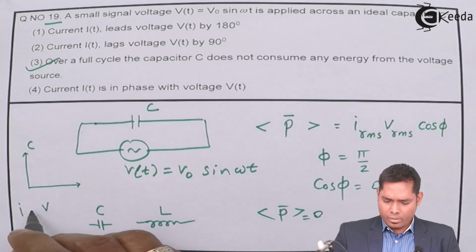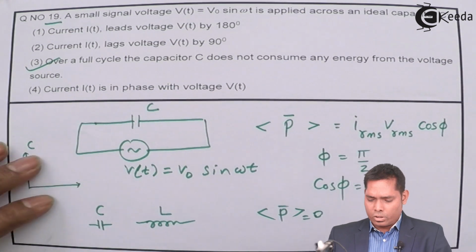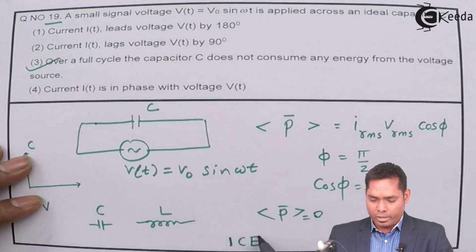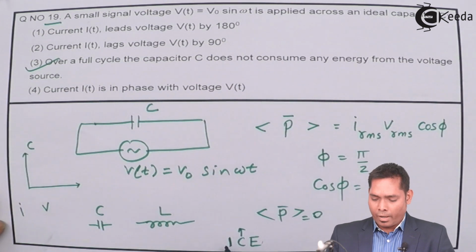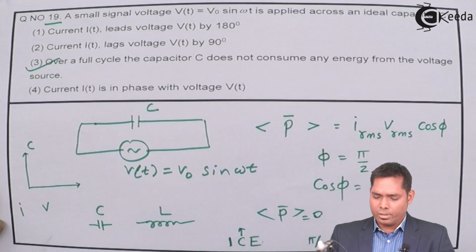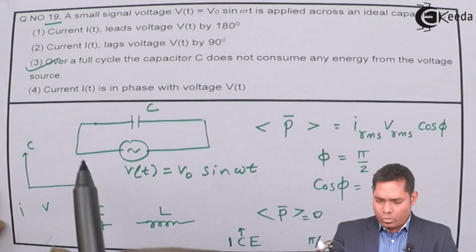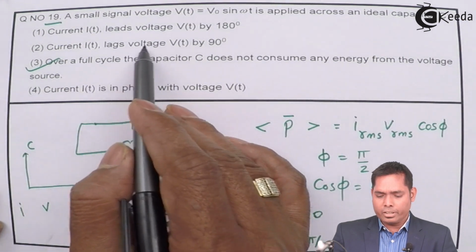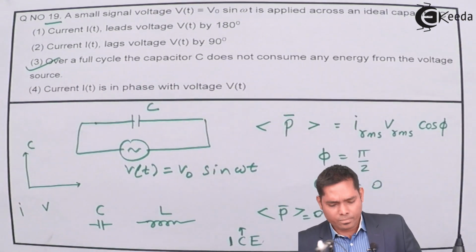Okay, so there is a notation to remember: ICE, which means that current is leading the voltage EMF in a capacitive circuit. So I is leading by 90 degrees. So current is lagging by 90 is wrong. It should lead. Therefore this is the right answer.